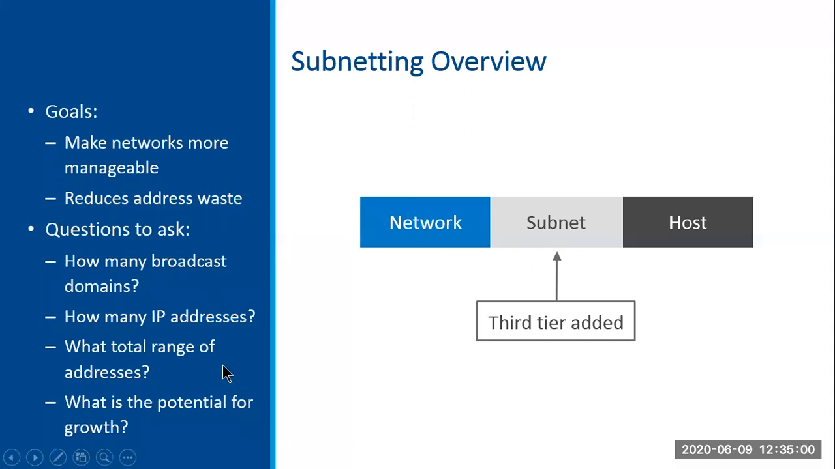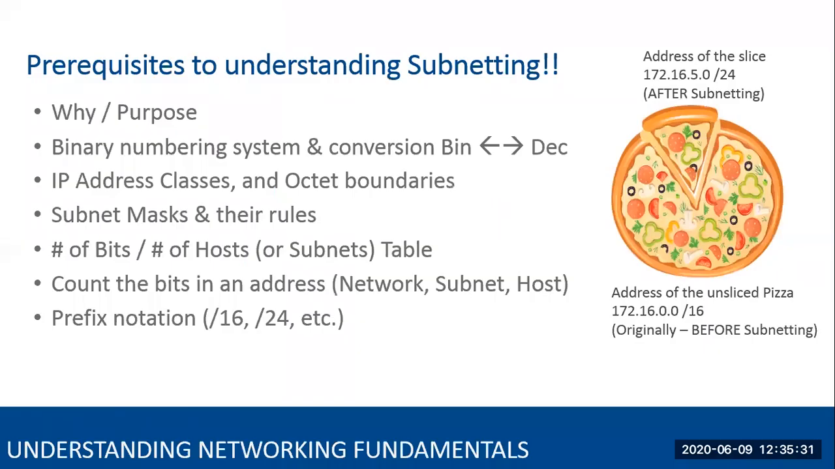So the things we often have to ask ourselves is how many broadcast domains or how many networks are we trying to create? Within each network, how many addresses will we need? In other words, how many devices, PCs, routers, switches, printers, servers, etc. will we have within each network? What is the total range of the addresses and also the potential for growth? Will that network grow in the future? Do we need to account for some growth and add extra addresses so that we are not having to redesign this too often? Right? So that's the idea.